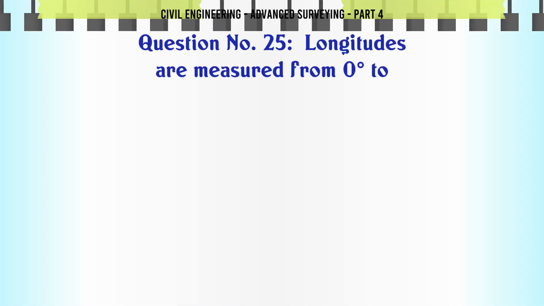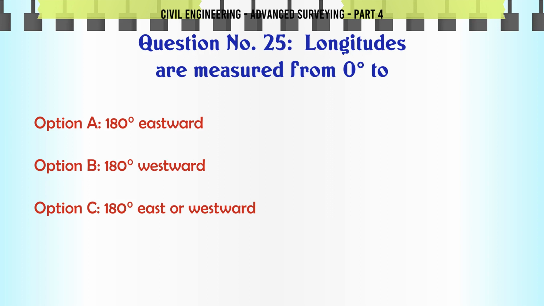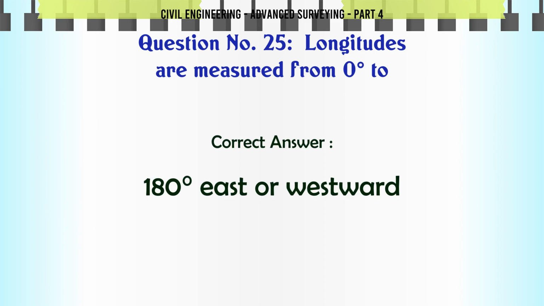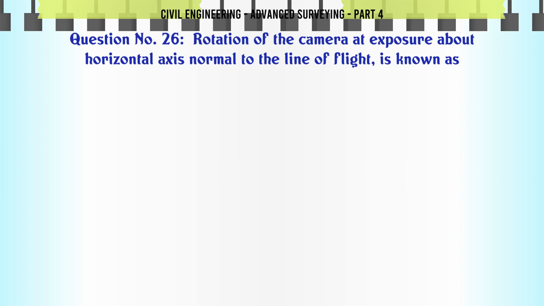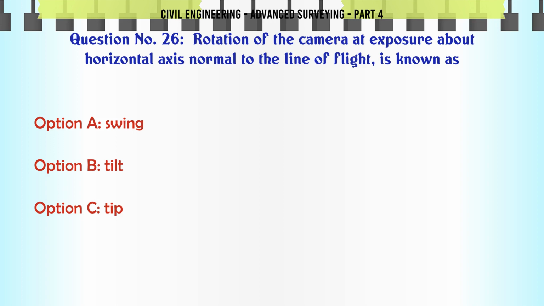Longitudes are measured from 0 to: A. 180 eastward. B. 180 westward. C. 180 east or westward. D. 360 eastward. The correct answer is 180 east or westward.